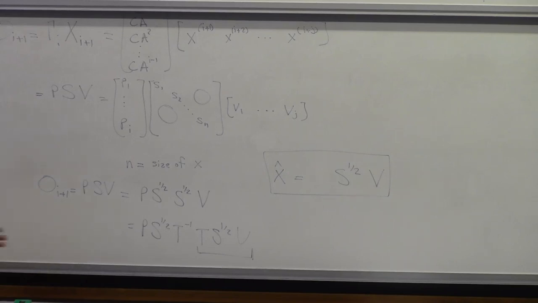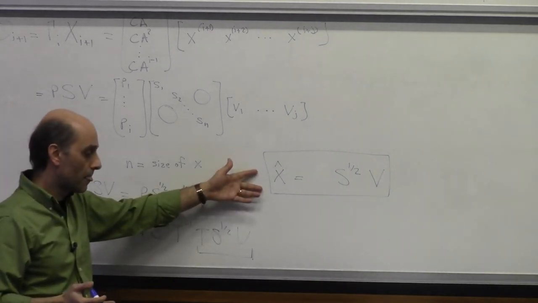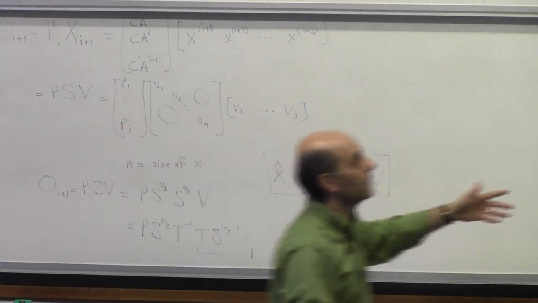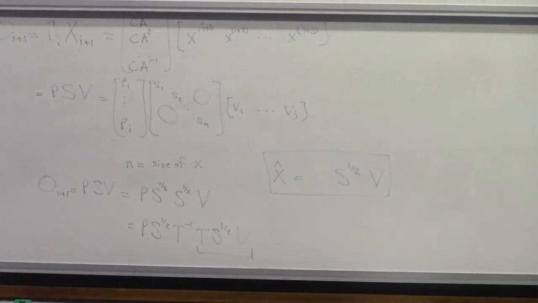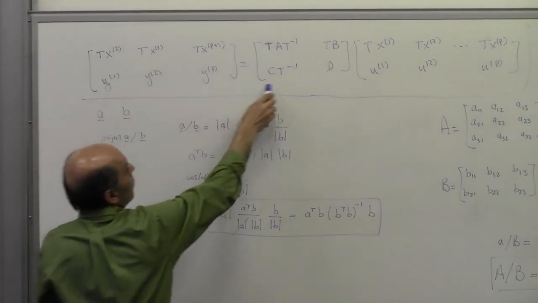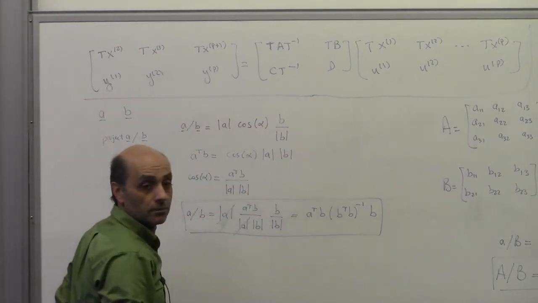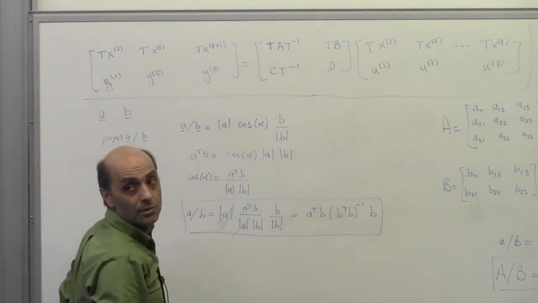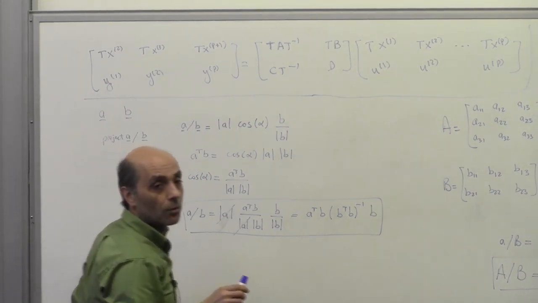If you estimate the hidden state x, of course, then you can go back and estimate A, B, C, D, right? So if you know the hidden state x, the input u, and the measurement y, you can, of course, compute A, B, C, D. That's what you're going to do for your homework.